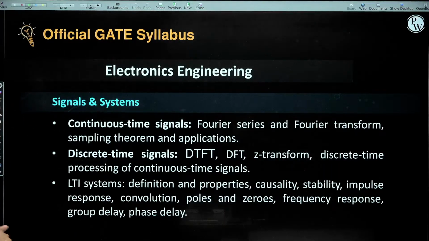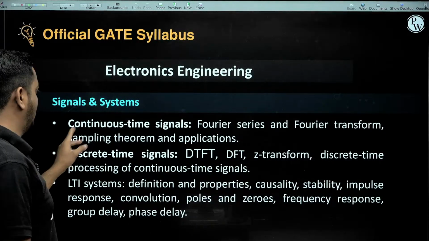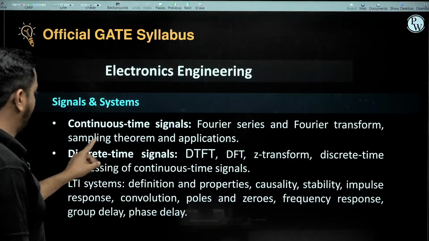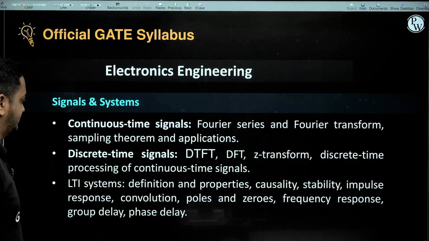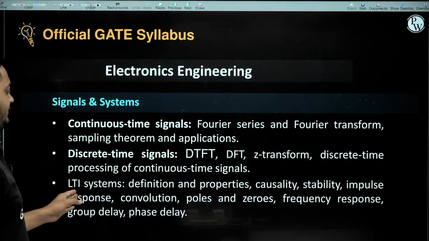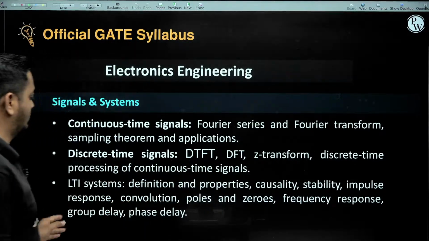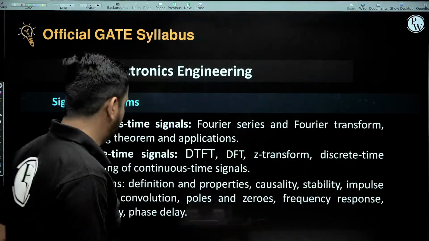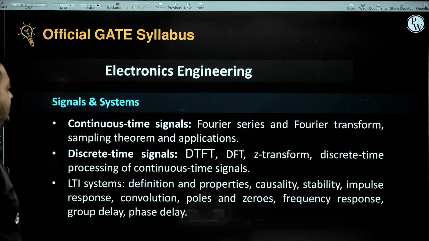Next, let us see the official GATE syllabus for electronics engineering. It is almost the same syllabus. Here you can see continuous time signals, Fourier series and Fourier transform, sampling and sampling theorem. In discrete time signals, you have DTFT, DFT, Z transform, and discrete time processing of continuous time signals. Then LTI systems, definitions and properties of LTI systems like causality and stability, then impulse response and convolution. In convolution, we will study continuous time convolution as well as discrete time convolution, poles and zeros locations, frequency response analysis, group delay, phase delay, each and everything we are going to study. This is the official syllabus for electronics engineering for the GATE exam.